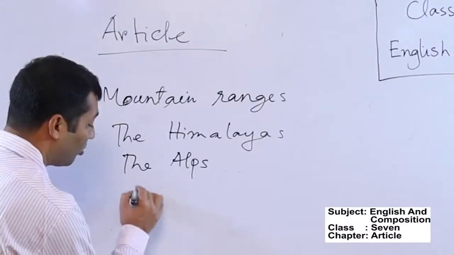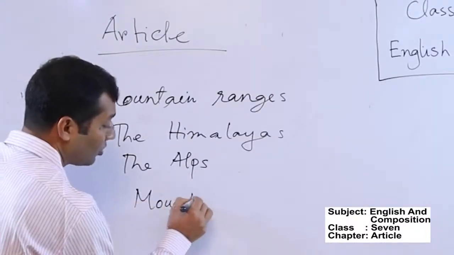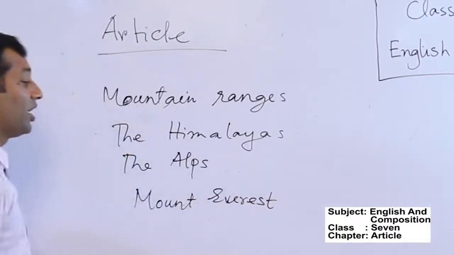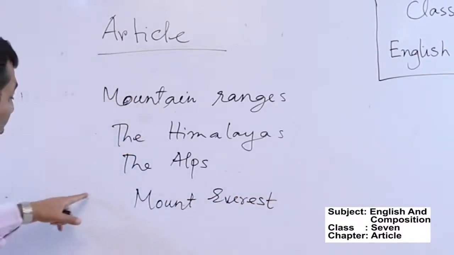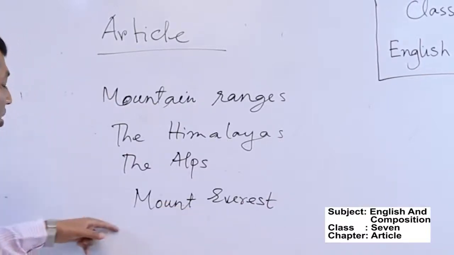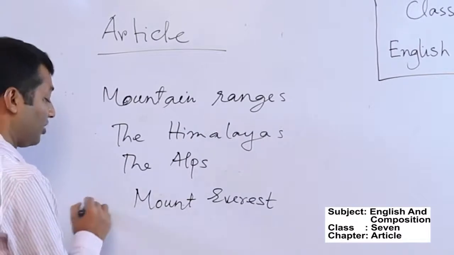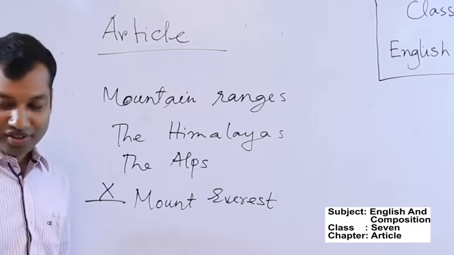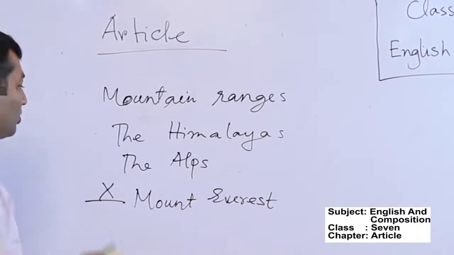For example, Mount Everest. Most of the students make the mistake, they use the Everest or the Mount Everest. This is wrong. You should not use the article the here. So it will be a cross before the Mount Everest. I think you have understood.